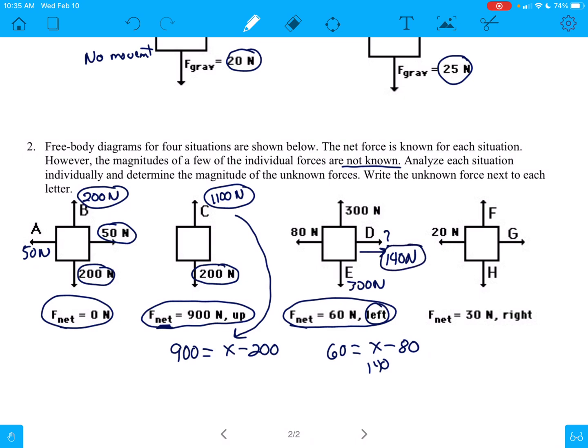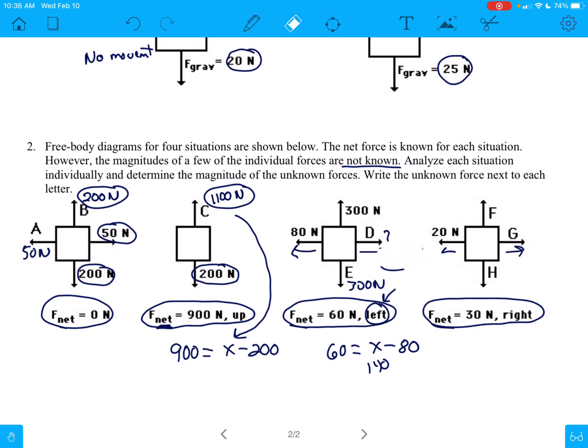Okay, let's do this last one. It says the F net is going to be 30 newtons to the right. Okay, so this one's going to go in this direction, right? Wait a minute, did I do that wrong? Did I do the other one wrong? I think I did. Look, you guys, it says to the left. That means it's going to go in this direction. I totally messed that up.